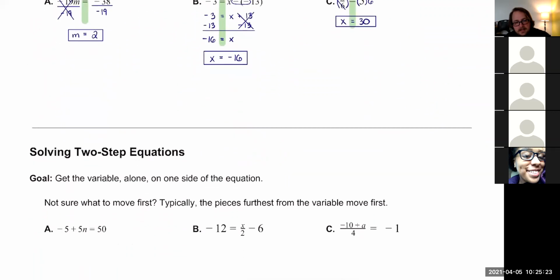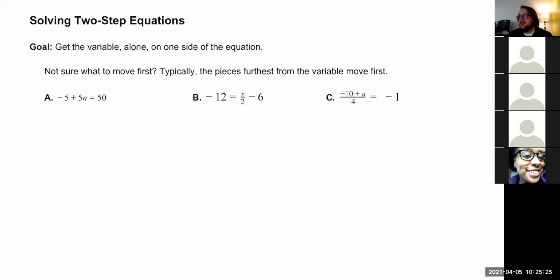Well, if we can move one thing, then in theory, we can move two. So we're going to kick it up to the next notch. This is the most we're going to get to today, and that is solving two-step equations. So now, instead of just moving one thing, we're going to move two. The goal, if you notice, is still the exact same. When I say solve, I mean get the variable by itself.